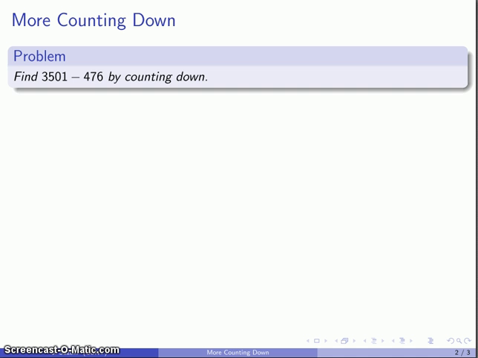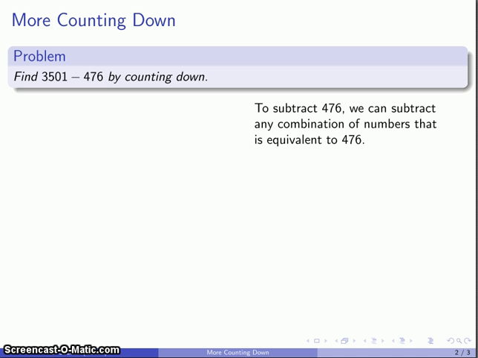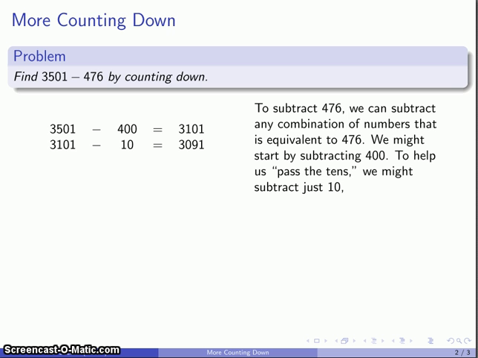all the arrows. And the key here is that if we're going to count down 476, we can subtract any combination of numbers that's equal to that 476. So for example, I might decide, well, let's start by subtracting, how about 400, and that'll take me down to 3,101. And then I could maybe subtract 10 to get us past the tens barrier. So I'll subtract 10. That takes us down to 3,091.